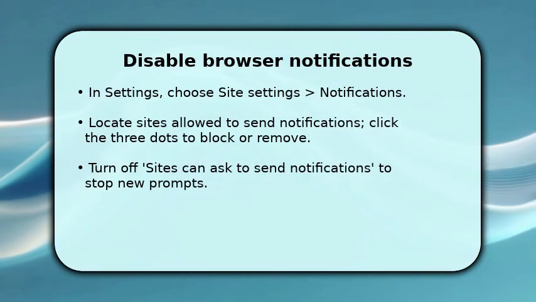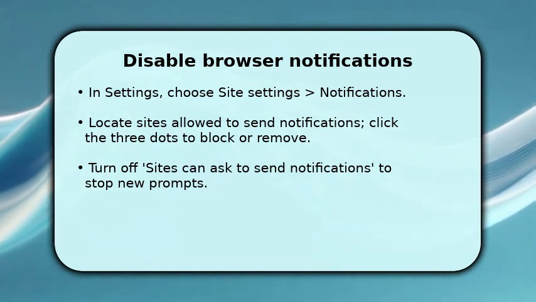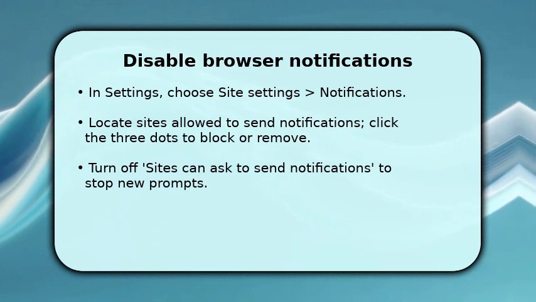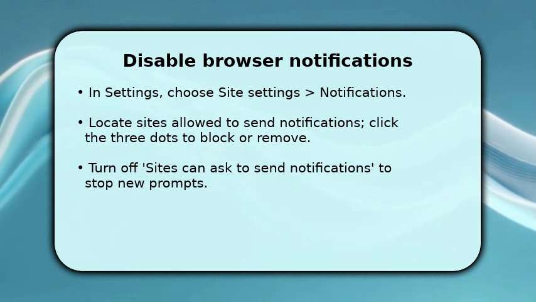You now focus on the browser. Open Site Settings and select Notifications so you can see allowed sites. For each site listed, click its menu and choose Block or Remove. That immediately stops future alerts from that source.